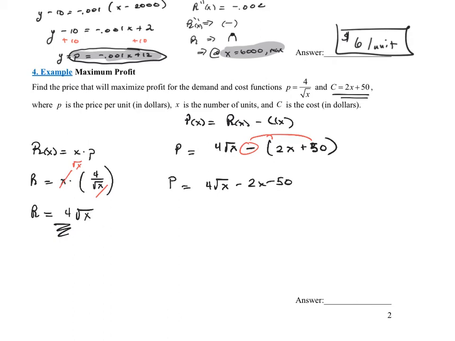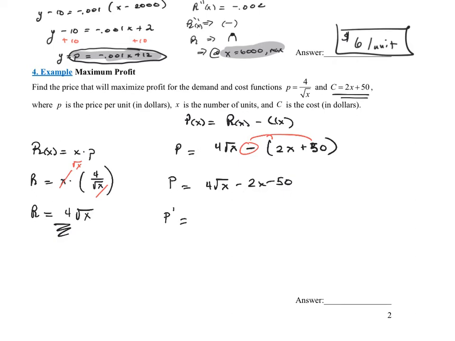So now that I have my profit function, what can I do with that? I want to maximize that. How do I maximize my profit? Find the first derivative, find the critical values, use the first derivative test or second derivative test. So let's find the derivative of this.